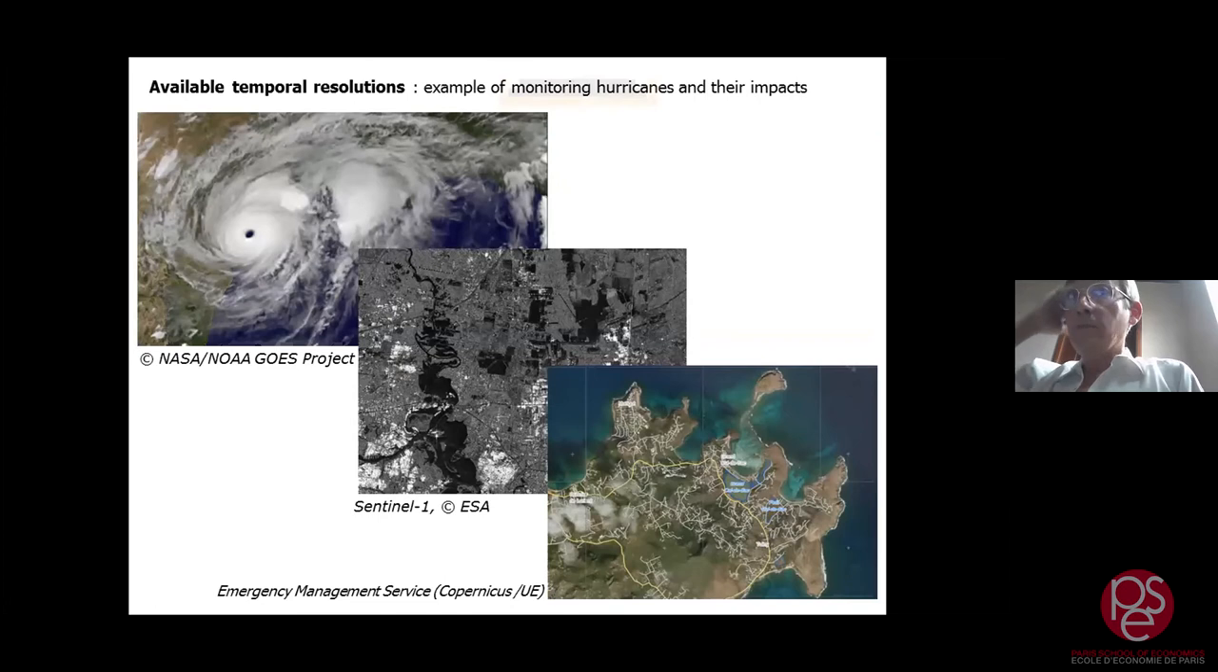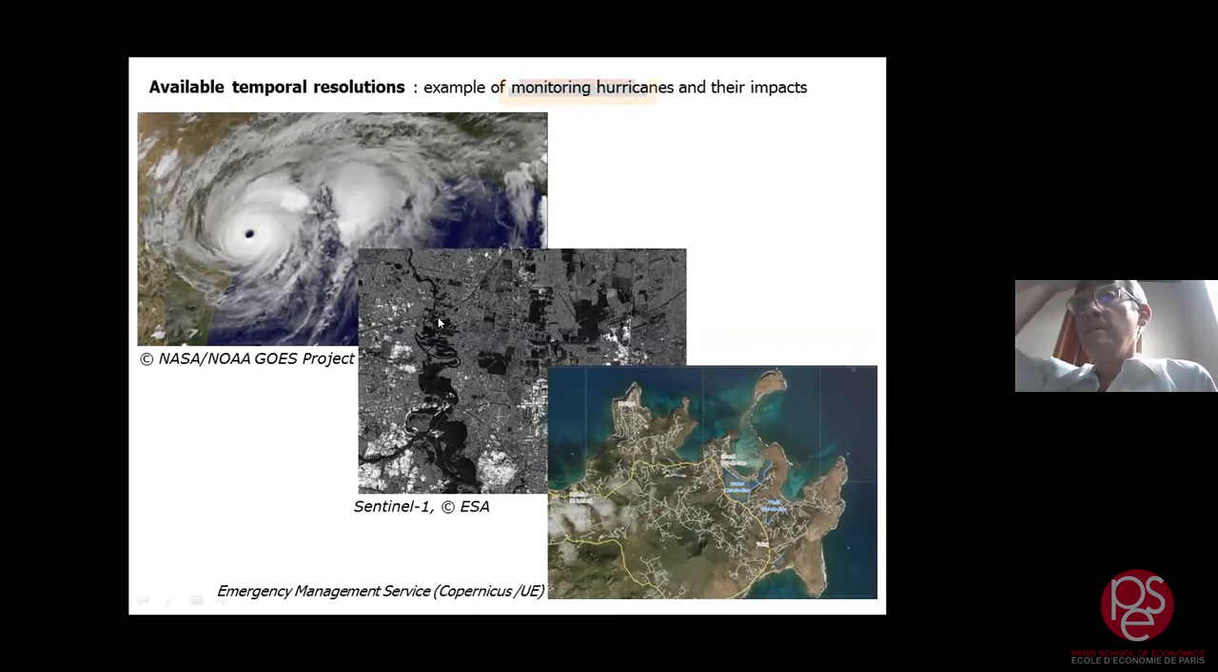Just to show that almost all possible temporal resolutions are available in existing on-orbit satellites, I show here three examples that are used in the monitoring of hurricanes and their impacts. Here, to monitor the trajectory and the path of the hurricane here in the Caribbean Sea, I need to have an image maybe every 15 or 30 minutes, and this exists.